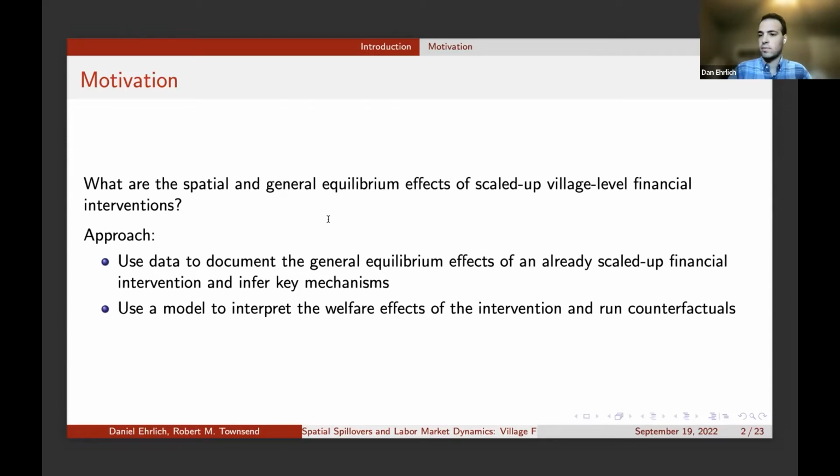So one way to approach the question is to use what we know from the partial equilibrium to write a model and then simulate the general equilibrium. We're going to be taking a slightly different approach, where we don't need to take an a priori stance on mechanisms. We're going to instead evaluate an already scaled up intervention, document general equilibrium effects and key mechanisms. And then we're going to write a model to interpret the welfare effects and run counterfactuals.